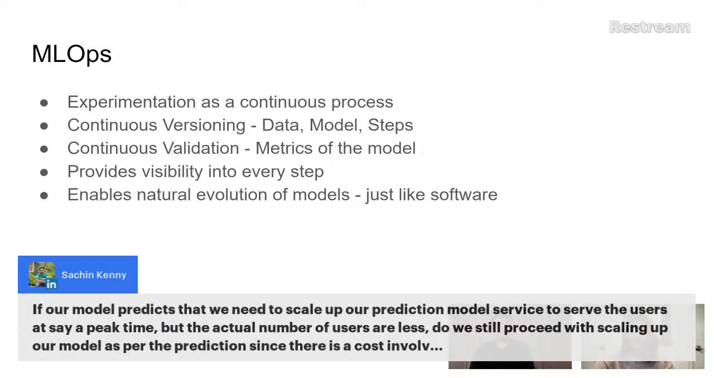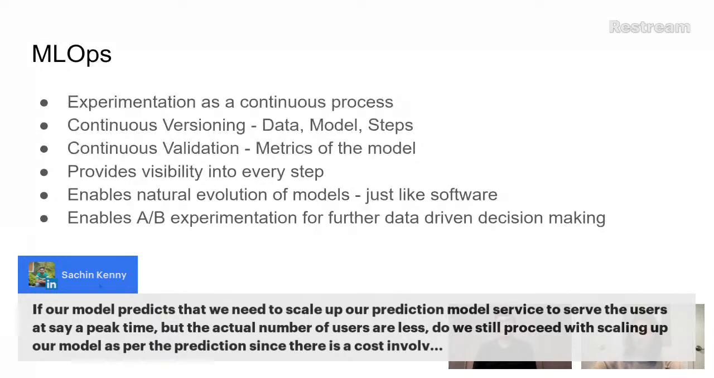Yes. So this is where MLOps helps you. This is where you define those constraints, how you define your experimentation. So you have various models in your experimentation stage. What are the parameters on which you would define that the model goes from experimentation to a background stage? And this question is actually a good entry point into the next point I was bringing for MLOps. It enables A/B experimentation for further data-driven decision making.